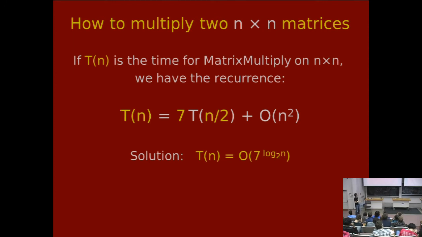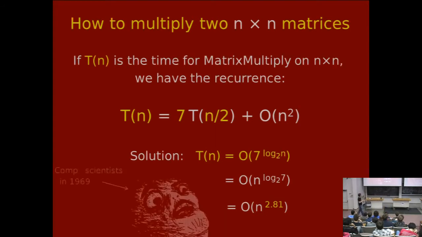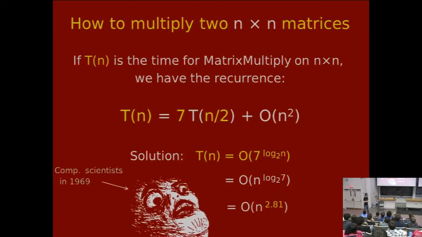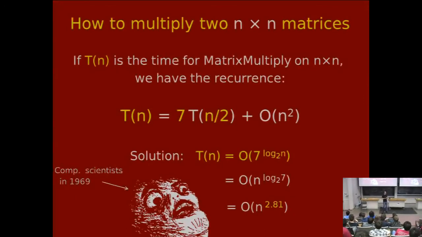T of n is something like 7 to the log base 2 of n, which by elementary properties of log, you can interchange the 7 and the n. It's n to the log base 2 of 7. And that's like n to the 2.81, which is faster than n cubed. So that's kind of amazing. In fact, when this came out in 1969, the computer scientists were like, whoa. Because it's kind of stunning, right? It seems obvious that there's no other way to multiply matrices than to do this formula, which takes n cubed steps. But here it is.